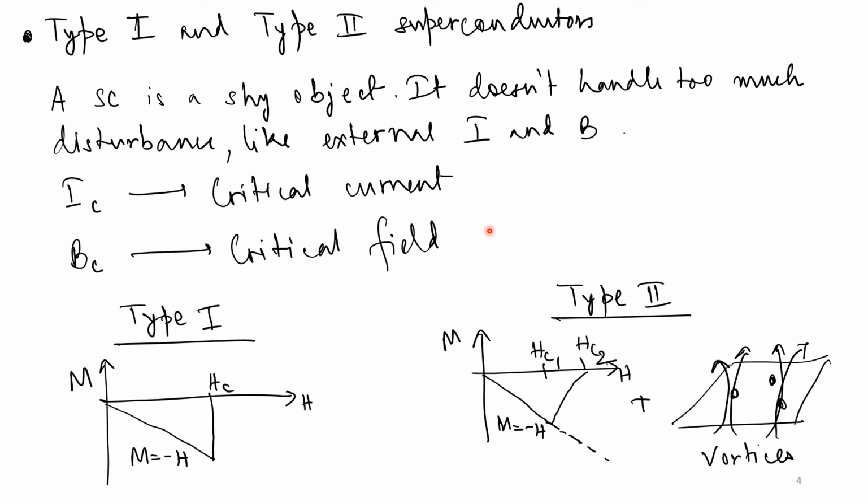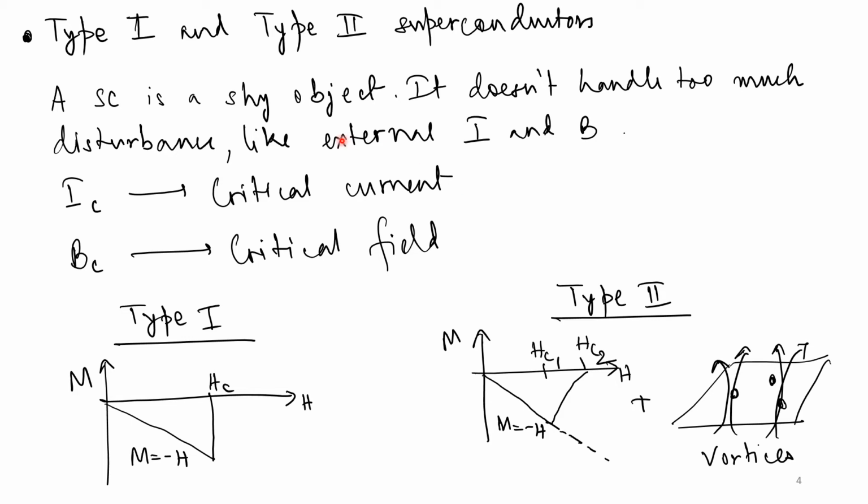Just to continue with the basic idea, here I'm just giving you an overview before I get into the meat of the theory. Generally speaking, there are two kinds of superconductors. They go by the name of type 1 and type 2.